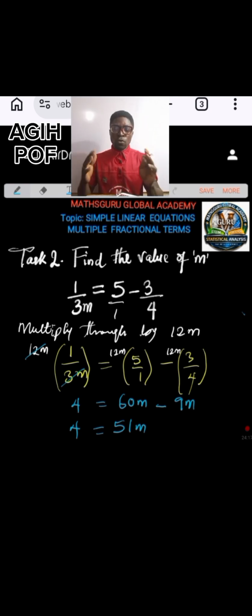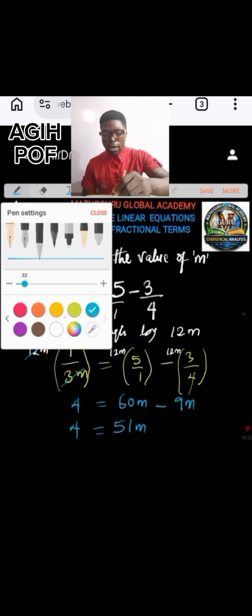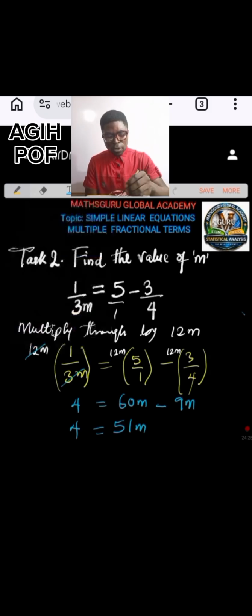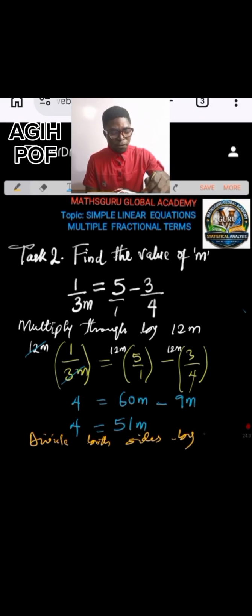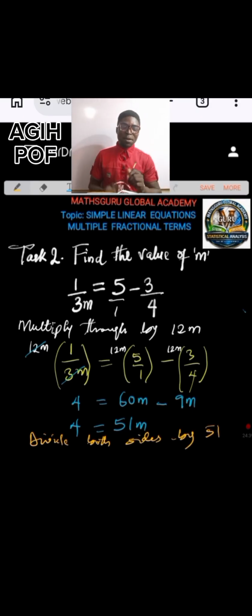51m. So to get the value of m, all we need to do is to divide both sides by the coefficient of m, which is 51. Take note of that. So divide both sides by the coefficient of m. Divide both sides by 51, which is the coefficient of m.